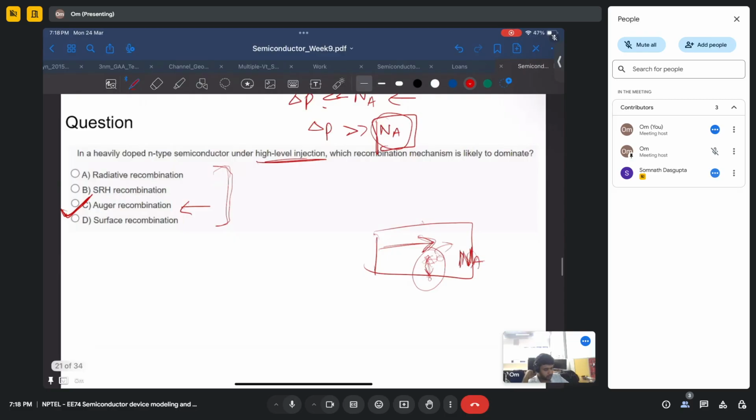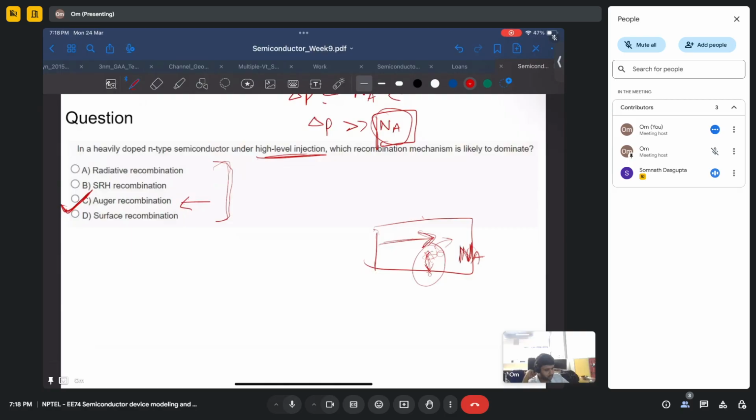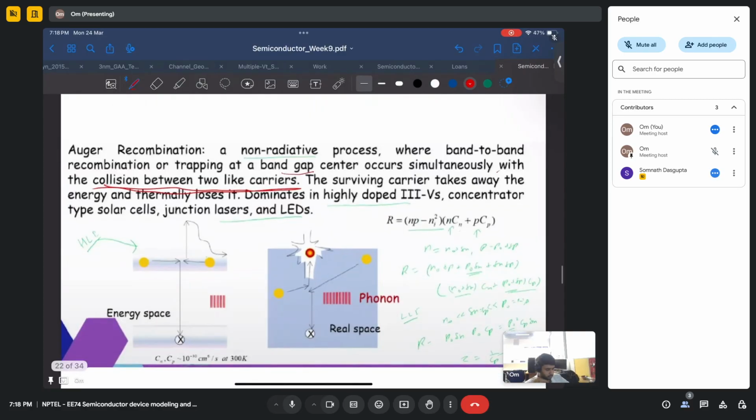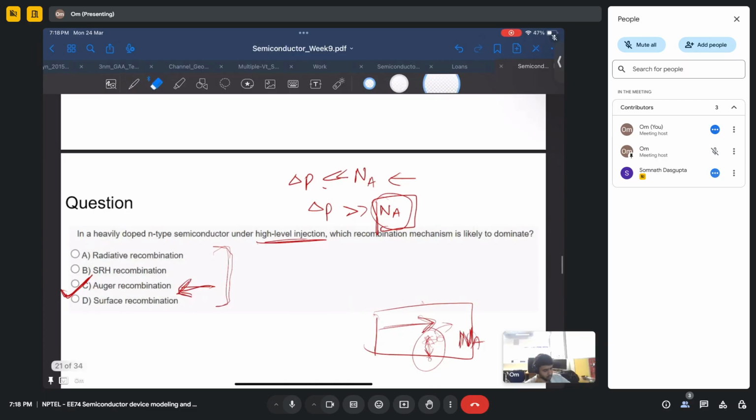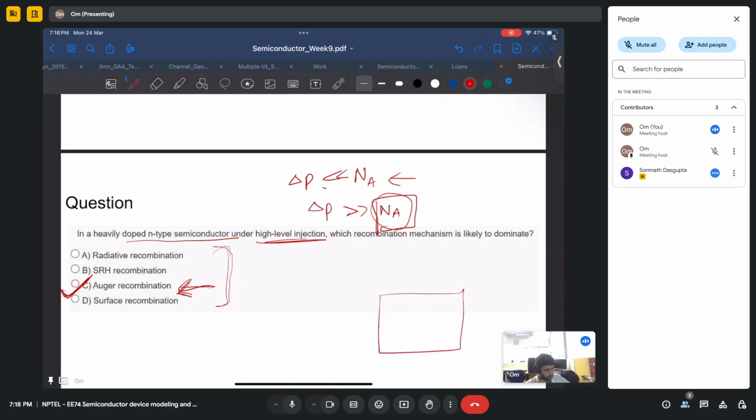Yeah. But that is true for all the recombination generation. I'm saying specifically why Auger is the answer to this question. What they're saying is they have a heavily doped N-type semiconductor, right? So this is an N-type semiconductor. Let's say we have a PN junction. And here we are seeing what is happening. When we apply a forward bias to it, what will happen? Holes will go from here to here, electrons will go from here to here.